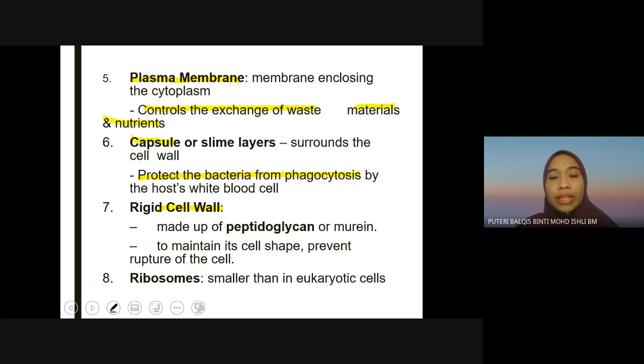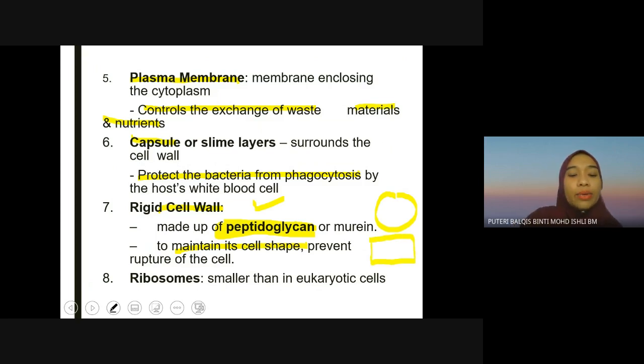Cell wall is made up of peptidoglycan. Ini soalan dia selalu tanya. Tolonglah ingat cell wall ni diperbuat daripada apa. Okay, sebab nanti pun kita kena compare, kita kena buat differences. Ini pun adalah one of the differences that we can discuss. Okay, the cell wall. Cell wall is made up from peptidoglycan. Okay, what is the function of cell wall? To maintain its cell shape. Kalau cell shape dia bulat lah dia maintain. Kalau cell shape dia rectangle lah dia akan maintain.